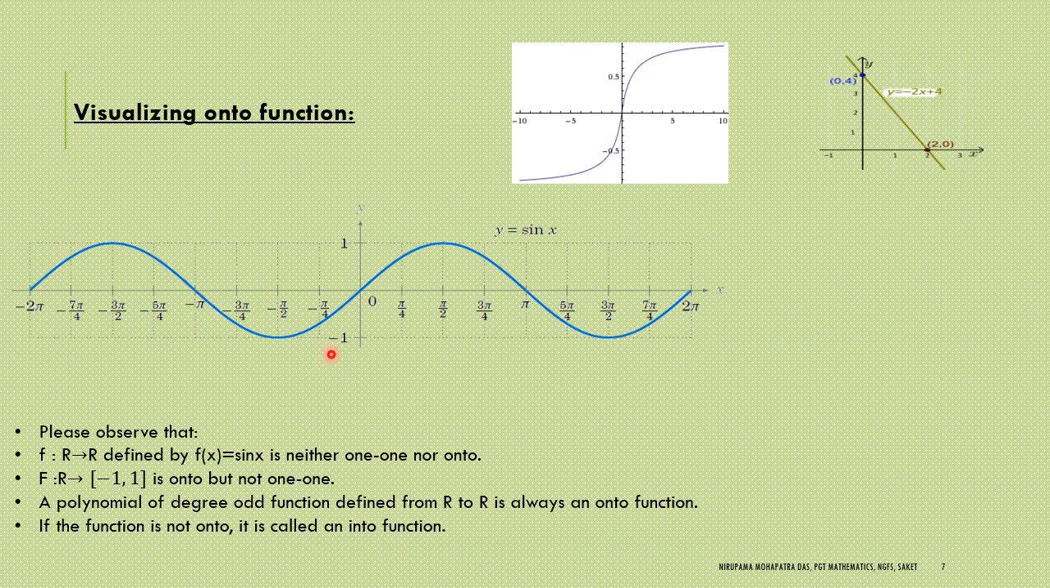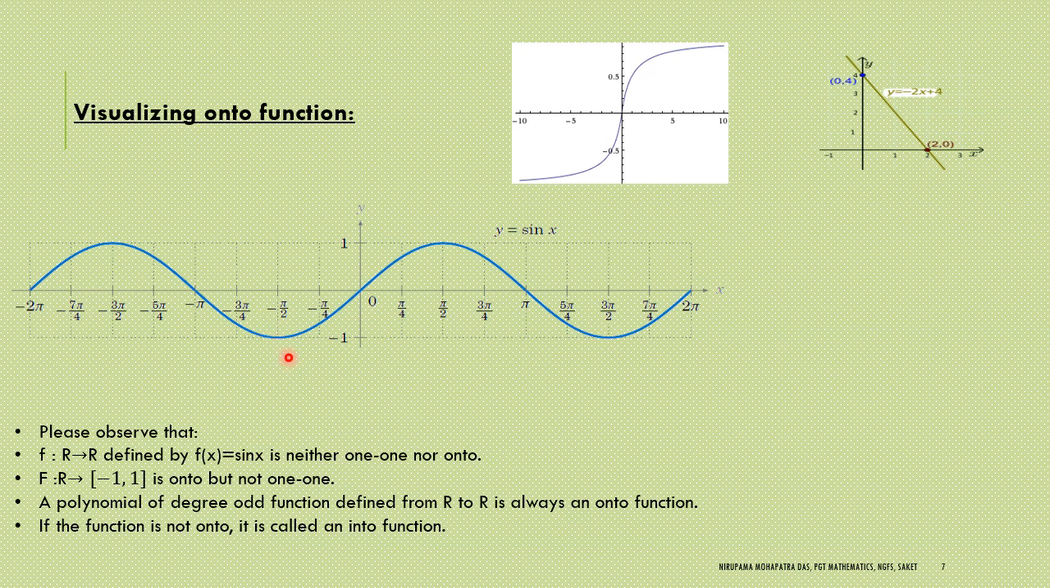But whenever you come to this function, f is a function from R to R defined by f(x) equal to sin x. So here you see, as you know, along the x-axis it extends in this direction from minus infinity to plus infinity. So the domain of the function is the set of real numbers. Then what about the range of the function? The height of the function is 1, and below the x-axis it is minus 1.